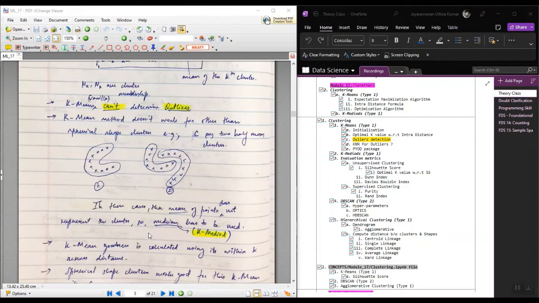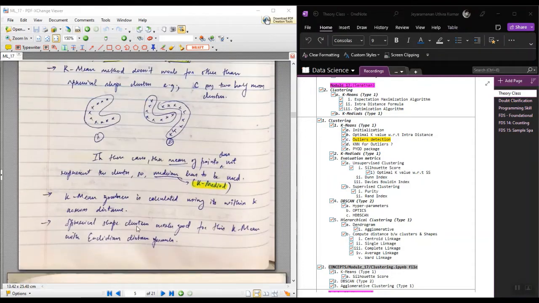So we have to use the median for this. The median means this is the point of the median. Median means it should be among the data set, right? And if you use the median, this method is called K-Medoid. This method will be used for this kind of shapes of datasets.